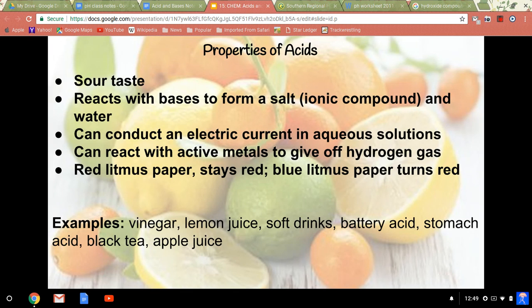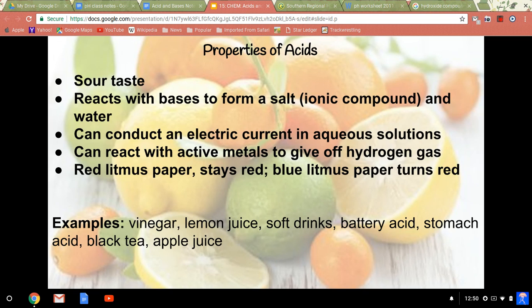Some properties of acids, which probably are pretty familiar to you, they have a sour taste. When they react with bases, they form salts. That's how you make ionic compounds. They can conduct electricity in an aqueous solution, which is also a property of ionic compounds, so that should not be that surprising. And they can react with active metals to give off hydrogen gas. And actually, during our chemical reactions lab, we did just that.